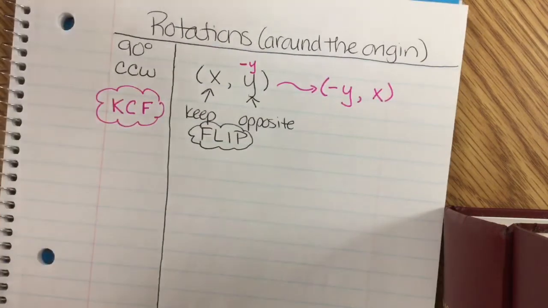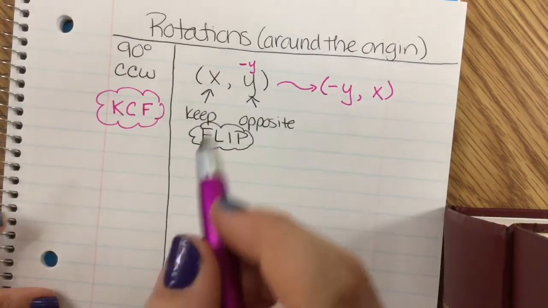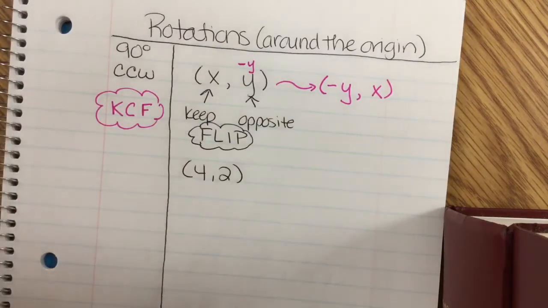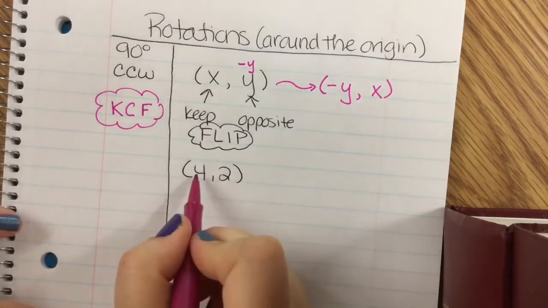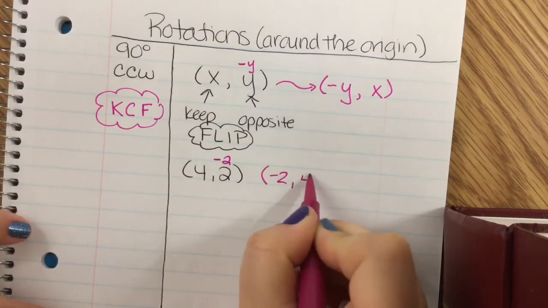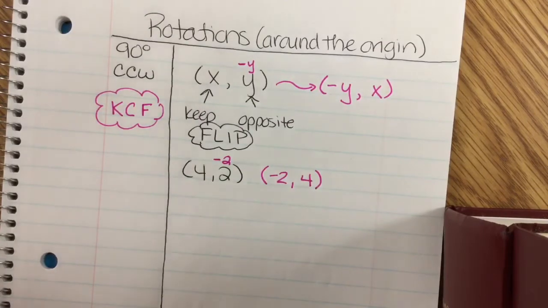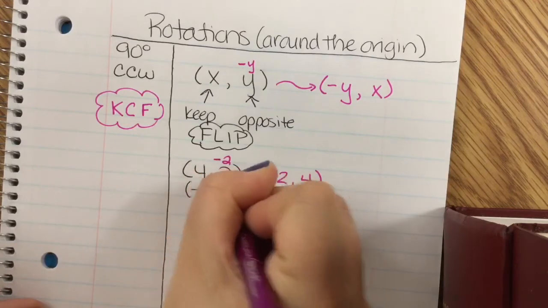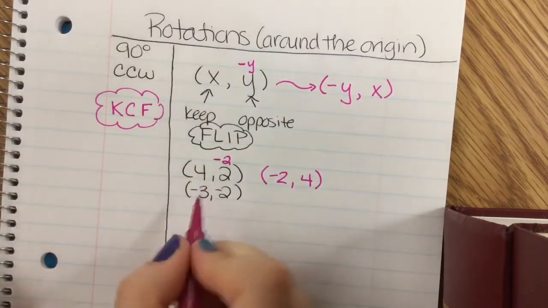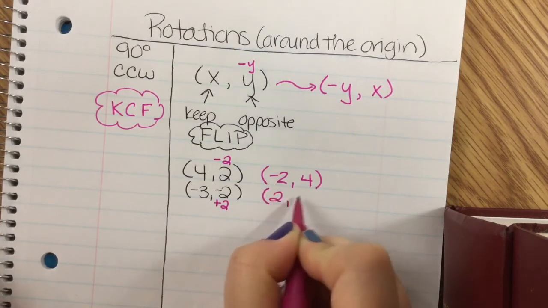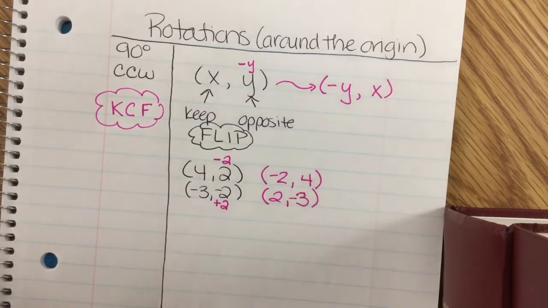So, all right, let's look at a couple of examples of that. Let's say you have 4, 2. You're going to keep your 4 the same, and you're going to change this to its opposite, and then flip them around. So -2, 4. All right, say we have -3, -2. This is going to stay -3, this is going to become a +2, and then we flip it around to 2, -3. And that's our new point.